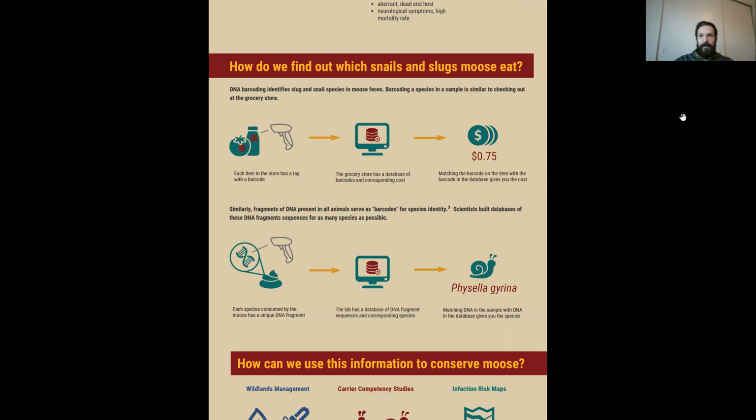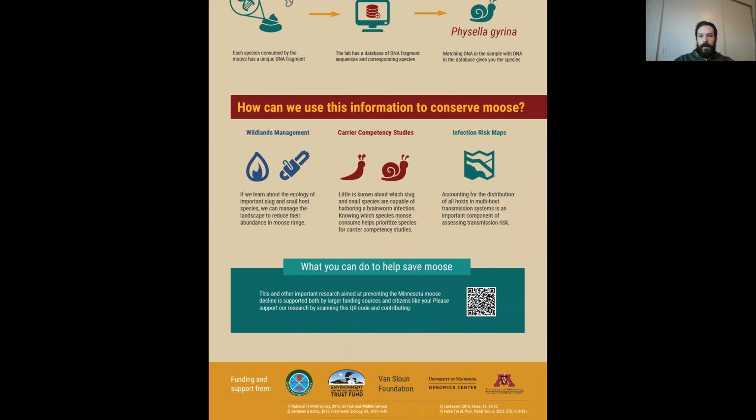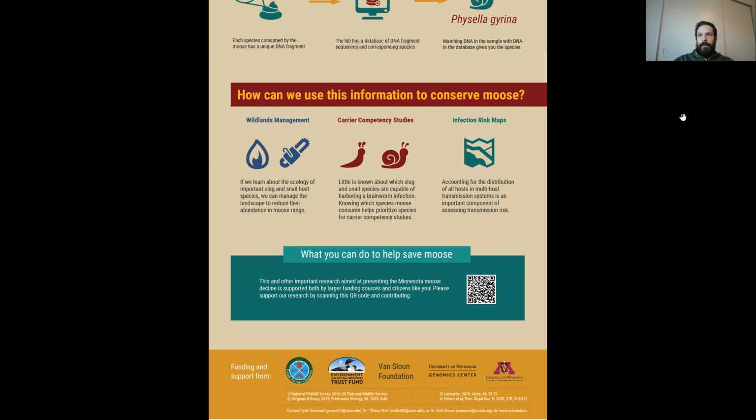The findings of this effort will have several implications for moose. First, by knowing which slugs and snails are important and understanding their ecology, we can modify the landscape to reduce the abundance of those species in moose range.